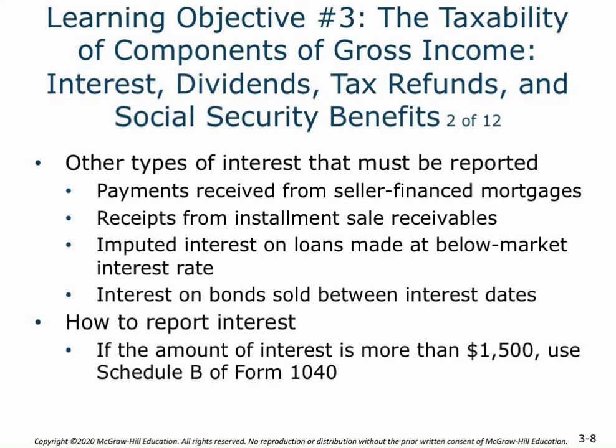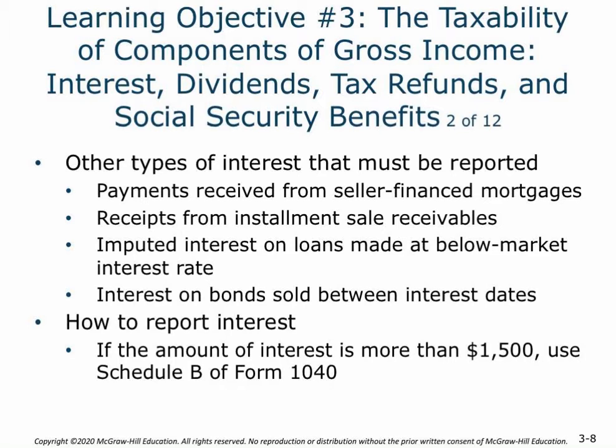Other types of interest that must be reported include seller-financed mortgages, installment sales on receivables, imputed interest on loans made below market value, and interest on bonds sold between interest dates. So this is typically like if you're coming to an agreement to make a certain amount of payments for the sale of a house, for example, then even though you may say that there's no interest on this, these are just principal payments, that's not the way the government's going to look at it.